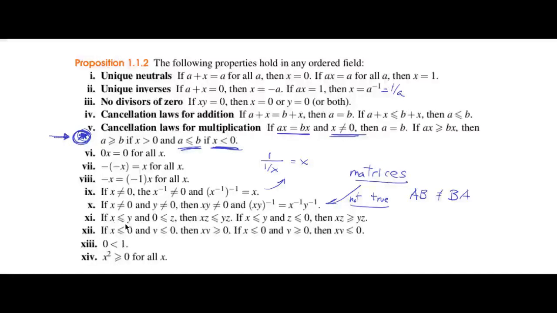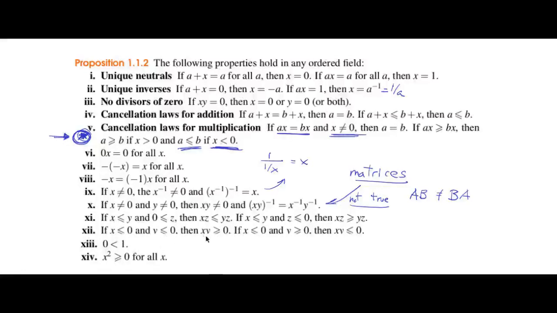Okay, so if x is smaller or equal than y and 0 is smaller or equal than z, so z is a positive number or 0, then x times z is smaller or equal than y times z. And then if x is smaller or equal than y and z is smaller or equal than 0, then x times z is greater or equal than y times z. So again, if the number that you're multiplying an inequality with is negative, then the direction of the inequality will change.